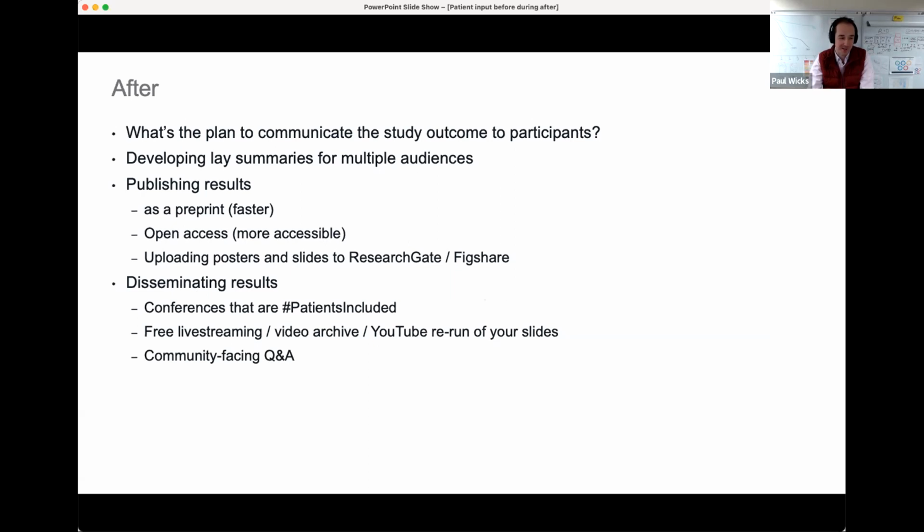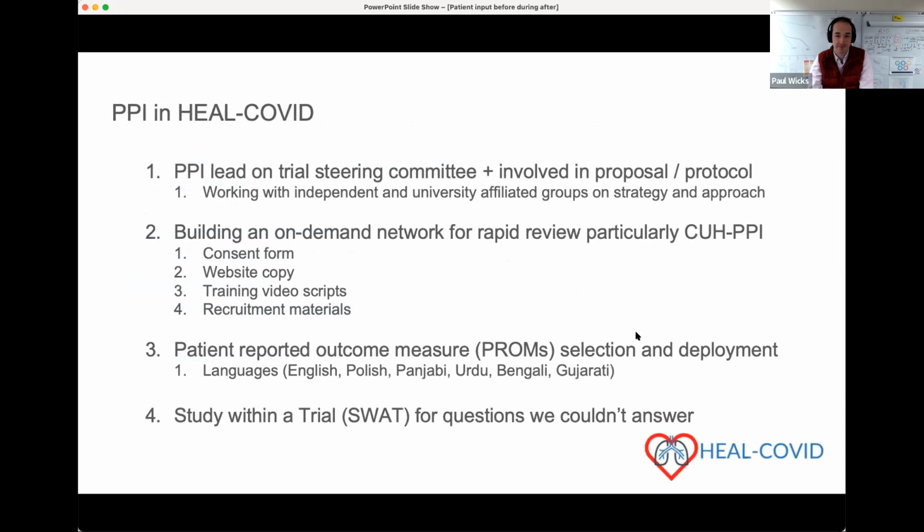I think the study's not done just when the data file is locked or when the publication is submitted. It's not done until the community of people involved, not just our scientific peers, but the participants and caregivers and families, know what the results are of that investment of their time and a big chunk of their life.